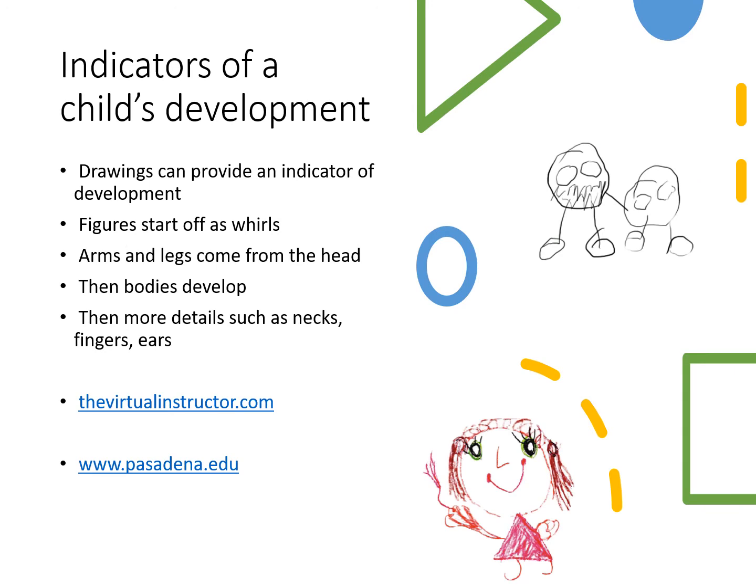And we know that, for example, drawings do provide significant indicators of a child's development. And really, when they start drawing individual people, they start off those figures as whirls, just whirling around the page, and the arms and legs tend to stick out from the head in the early stages. Then subsequently they will begin to add in a body, and then they will add in more details such as necks, fingers, ears, all the details that we would expect if something was being representationally drawn.